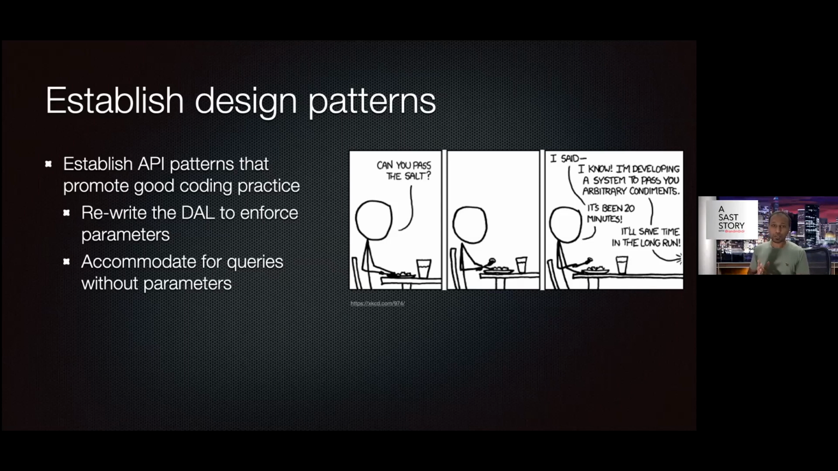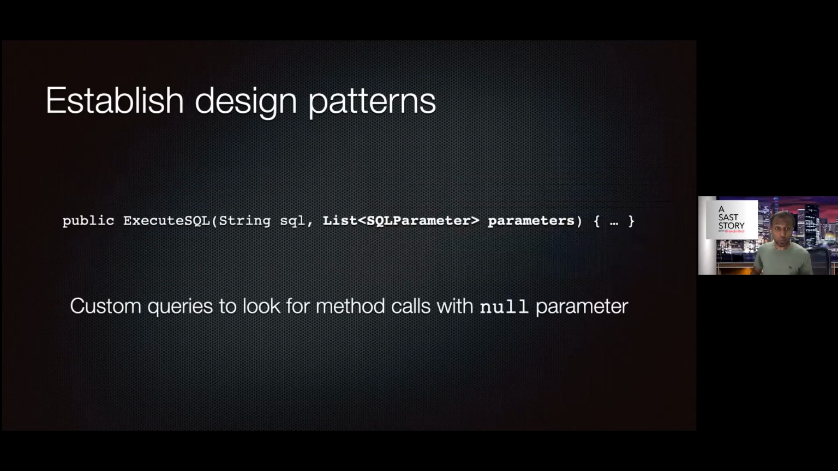The idea was to rewrite the data access layer in a way that will enforce the usage of parameters, regardless of whether you have parameters or not. So what that means is that the new API on the data access layer now just has one call for execute SQL, which has the SQL query and a list of parameters. There was no way to circumvent the list of parameters. So what happens when you have a real reason where you don't have parameters to send in? You would send in null. So how does this help us?